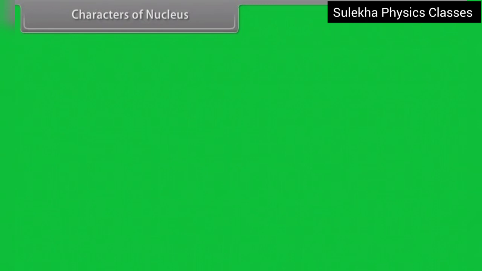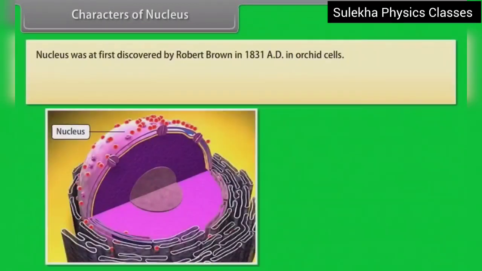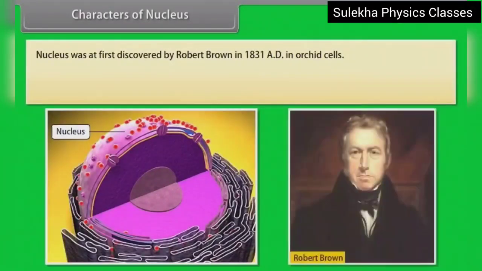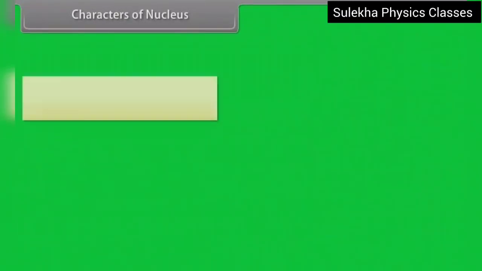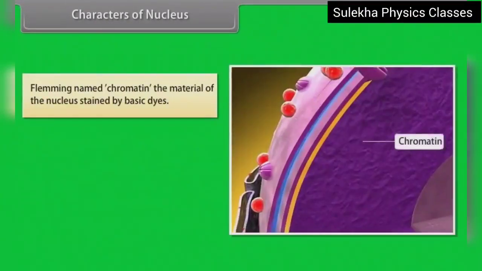Characters of nucleus. Nucleus was first discovered by Robert Brown in 1831 AD in orchid cells. Nucleus is also called the director of the cell. Nucleus is the most important part of the cell, which directs and controls all the cellular functions of the body. Fleming named chromatin the material of the nucleus stained by basic dyes.